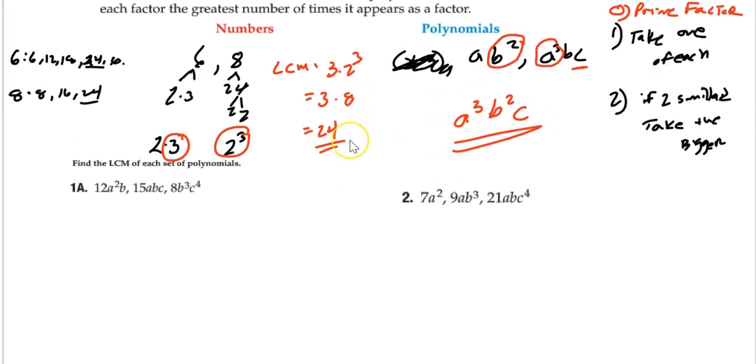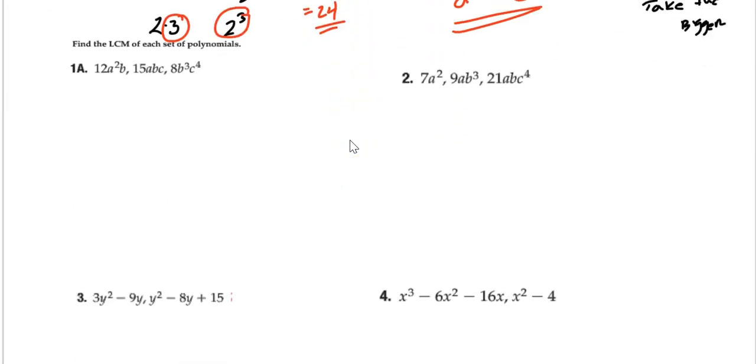So let's do some examples real quick. So the first one here. Again, with the numbers, I'm going to prime factor it. So 12 is 2 times 6, 2 times 3. So 2 squared times 3. 15 is easy, 3 times 5. And 8 we know is 2 cubed.